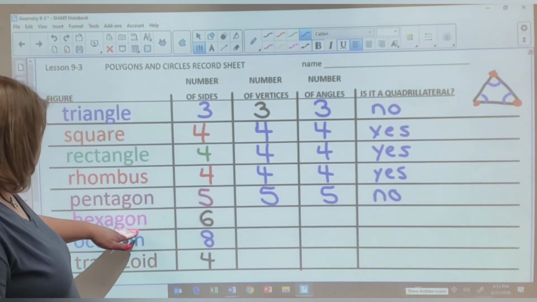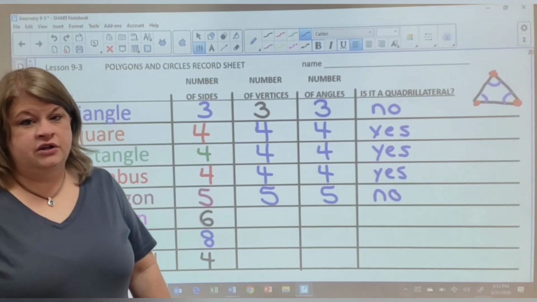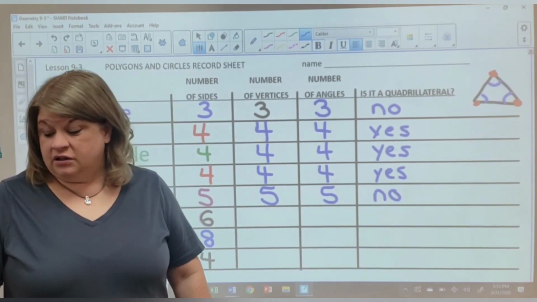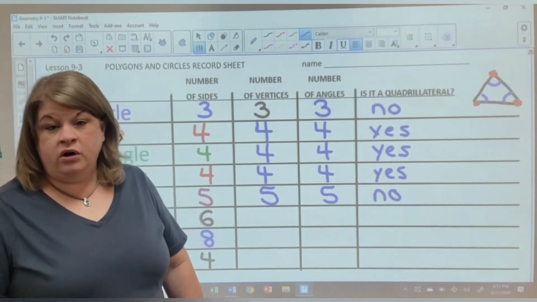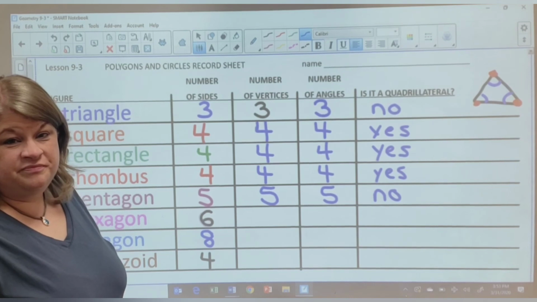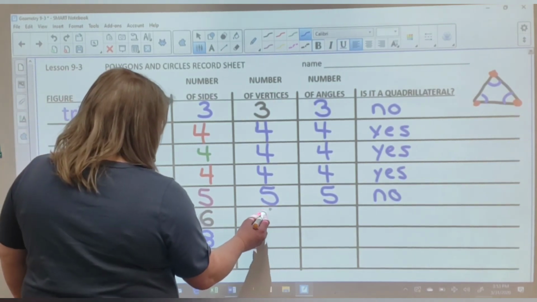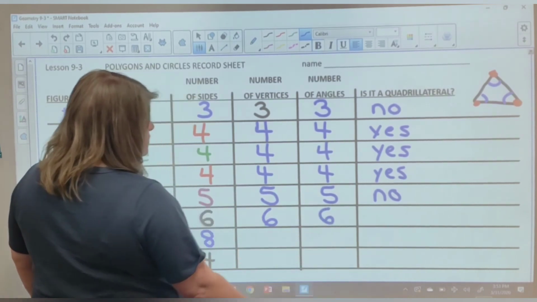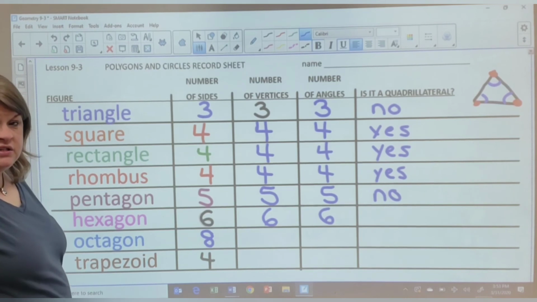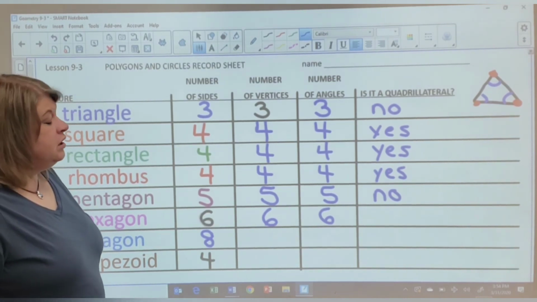All right, let's go on to hexagon. We said it has 6 sides. Do you think it's going to continue with the same pattern? Look in your book. Count the corners. Count the angles. What do you think it is? Yes. A hexagon has 6 sides, 6 vertices, and 6 angles. So is it a quadrilateral? No way.